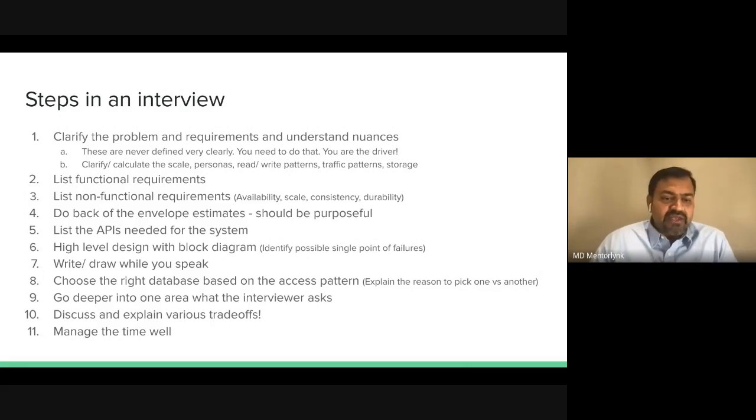And after that, discuss and explain various trade-offs you have made. Even if the trade-offs you have made may not be completely correct, you should have a reasoning behind why you chose that particular trade-off, right? That argument is very important, because for all you know, you might have actually made some wrong assumptions. That's fine, right? That can be corrected, but your reasoning should be solid. Your reasoning shows where you are.